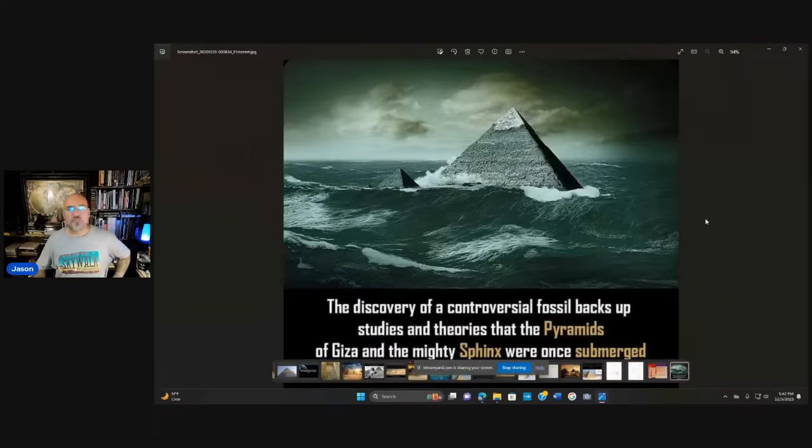So, yeah, the Sphinx, all they knew from the Sphinx in the ancient world was the top of its head. They didn't even know there was a huge statue down there for a while. All that was excavated and dug out.